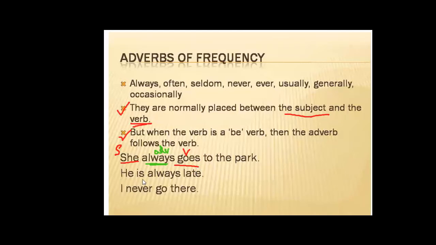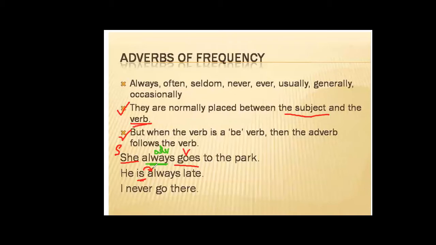Here is a be verb. So we will be placing the adverb after the be verb. Okay. Is, what? It is a be verb. So the adverb is being placed after the be verb, not in between he and is. Am I clear?